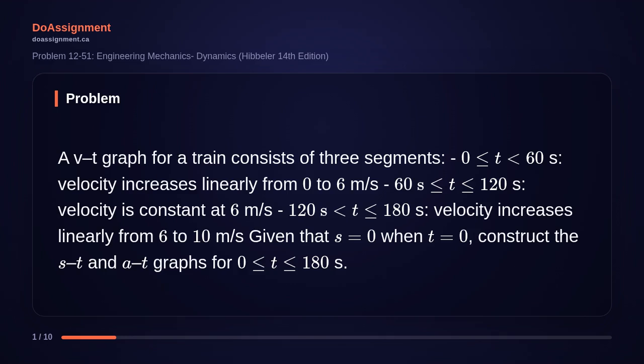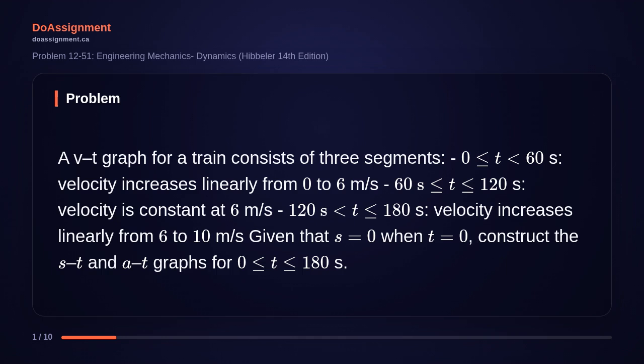A velocity time graph for a train consists of 3 segments. From 0 to 60 seconds, velocity increases linearly from 0 to 6 meters per second. From 60 seconds to 120 seconds, velocity is constant at 6 meters per second. From 120 seconds to 180 seconds, velocity increases linearly from 6 to 10 meters per second. Given that position s equals 0 when t equals 0, construct the position time and acceleration time graphs for t between 0 and 180 seconds.